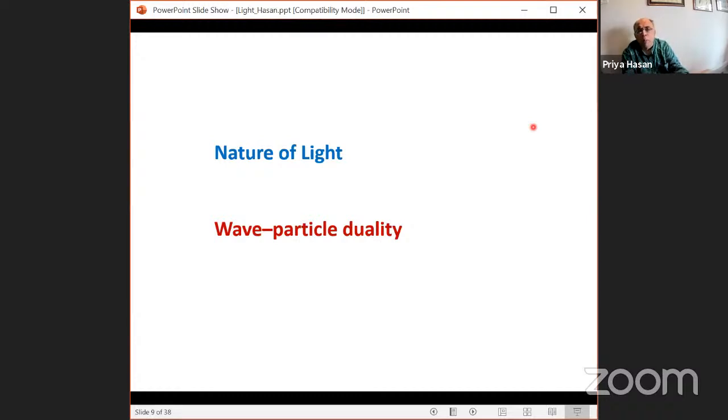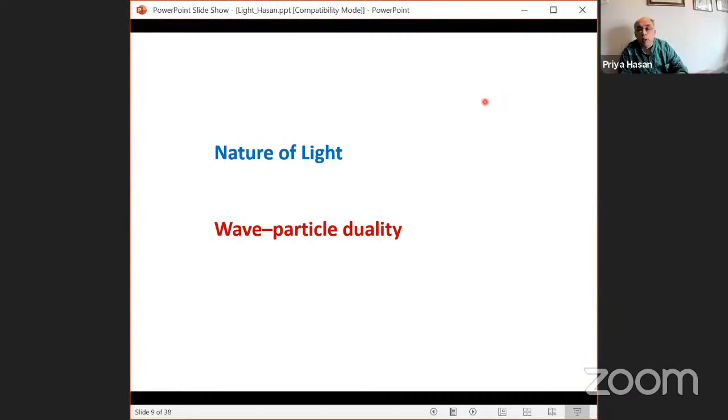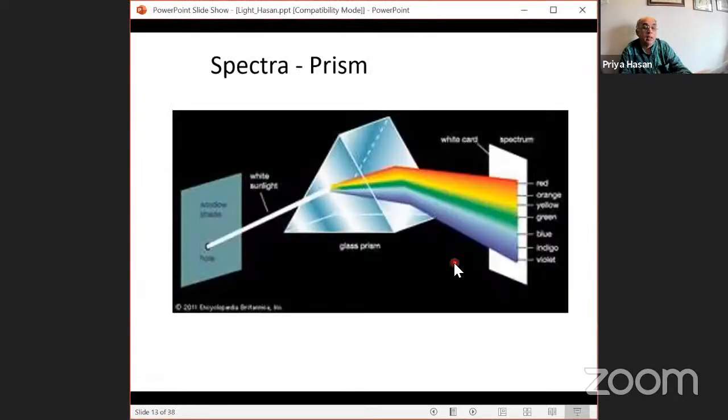So they are small packets of energy which have this. This basically gives us the wave-particle duality. And what it goes to prove is both have been right. Newton was right, and so was Huygens. So light is also a particle and also a wave.